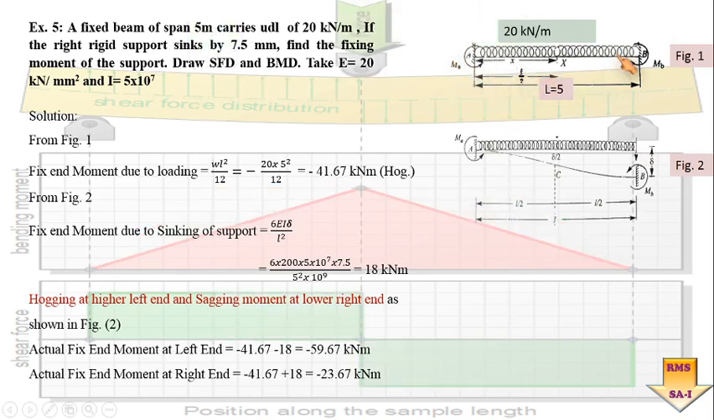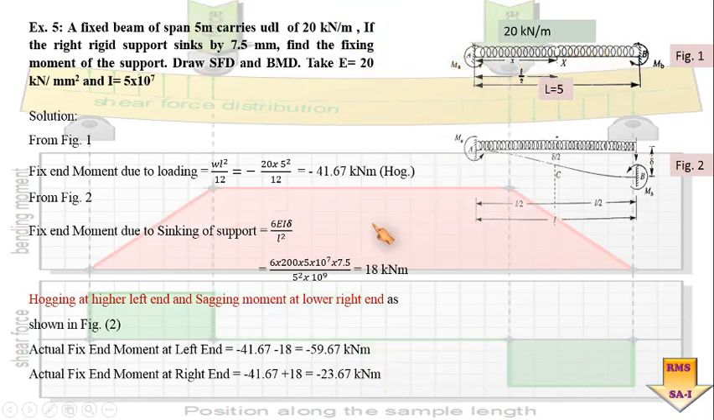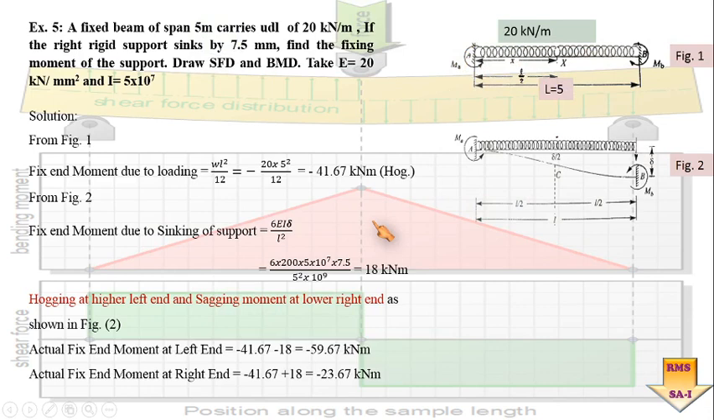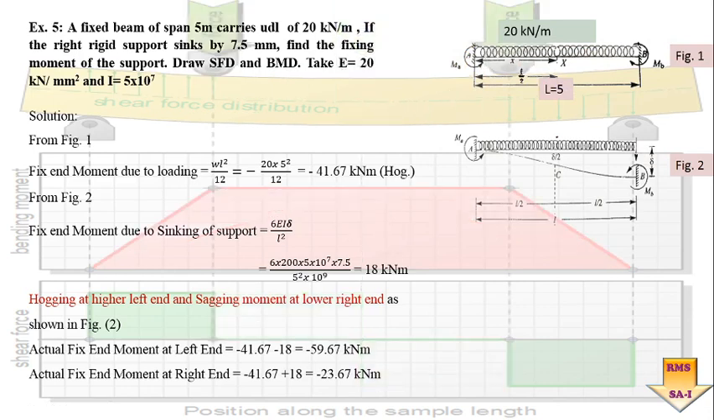the fixed beam imposed with the UDL throughout the length. So this is how we have to work out the values of the fixity moment in this particular problem.